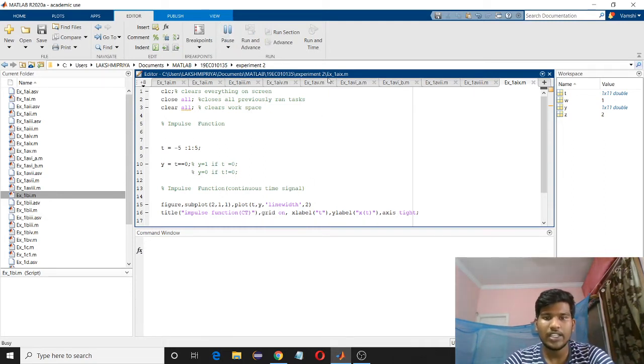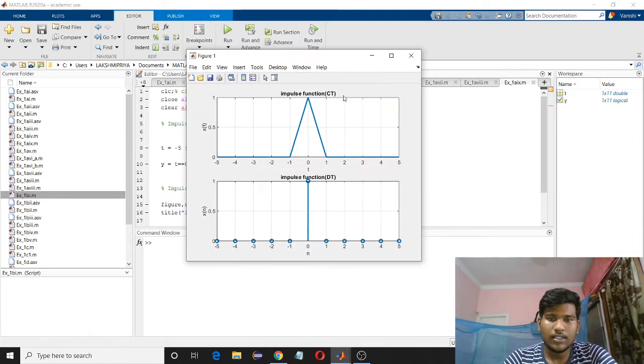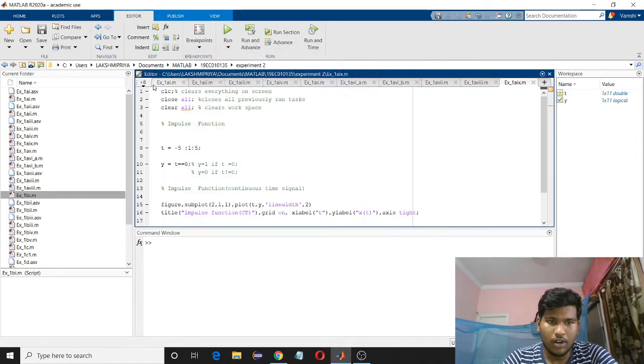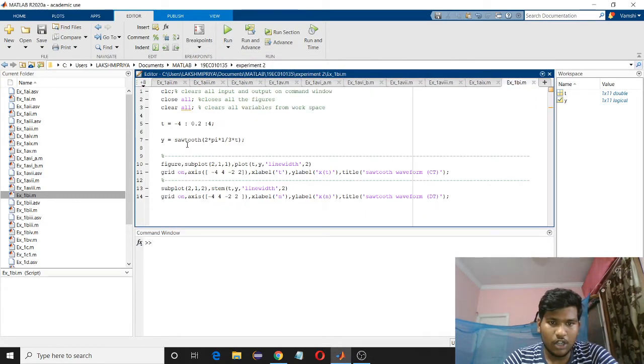The output that we are getting gives a sudden rise. So for all values not equal to 0, y will be equal to 0. So this is the output that we have got. Next we'll see the sawtooth form.